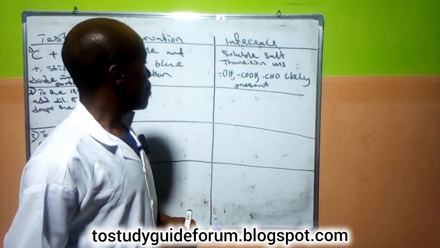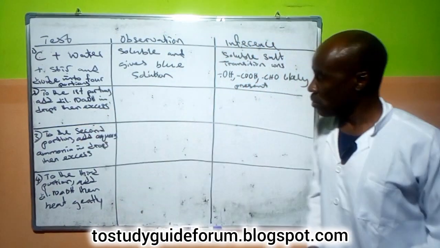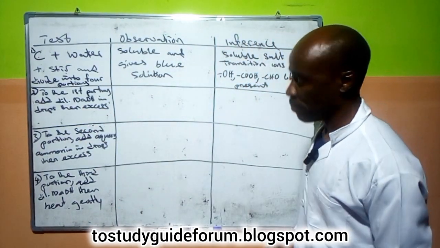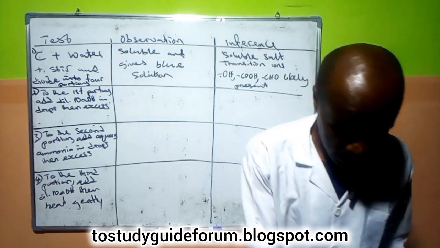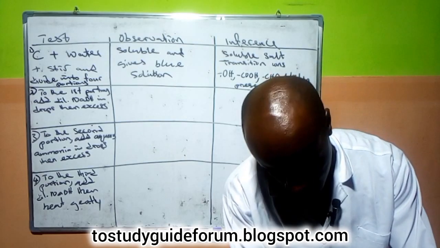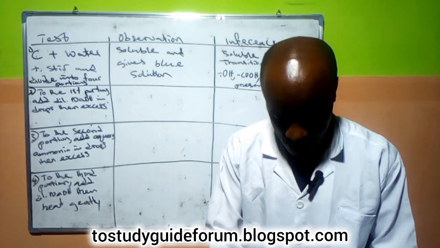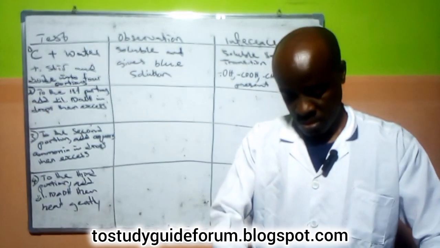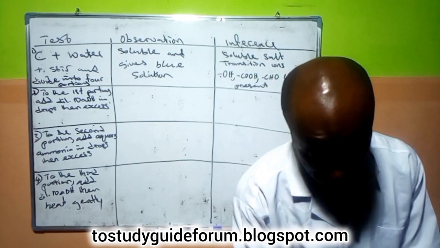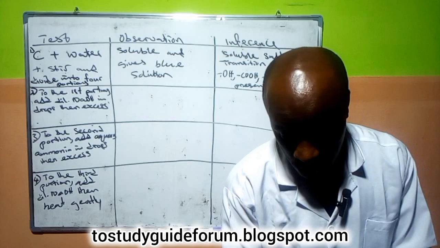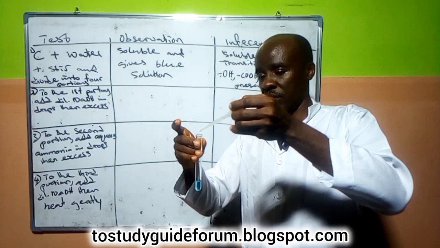So now we continue. The next thing, okay, we're going over to this one. So the next one we have is the first portion. Now we're going to be adding sodium hydroxide in drops and in excess. Let me get the sodium hydroxide. So our first portion, we add sodium hydroxide in drops.